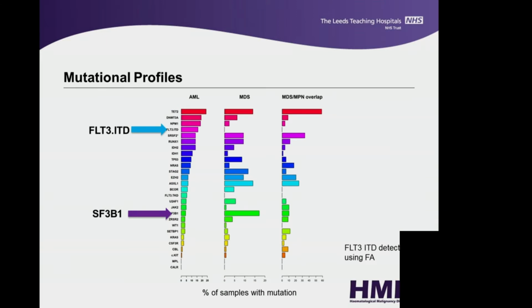So how does our panel perform in regards to everybody else's? If you look at the 3 subgroups we tend to concentrate on, AML, MDS and overlap syndromes, you can see that TET2 is omnipresent. The mutations are present in all 3 subgroups. FLT3 is AML specific, both the ITD and the TKD. We find things that are more specific for MDS, SF3B1, not surprisingly, particularly in cases with ring sideroblasts.